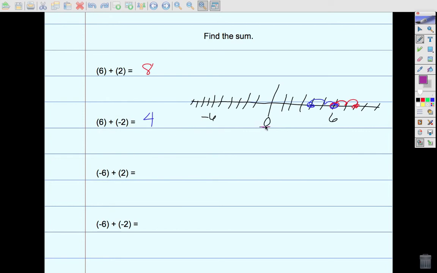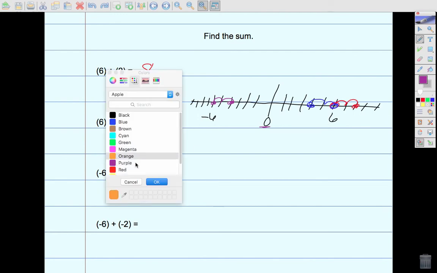For negative 6 plus 2, I'm going to start at 0. I'm going to go to the left 6, so 1, 2, 3, 4, 5, 6. And then it says I'm going to add a positive 2, so this time I'm going to go to the right 2, so 1, 2. And my value there is negative 1, negative 2, negative 3, negative 4.